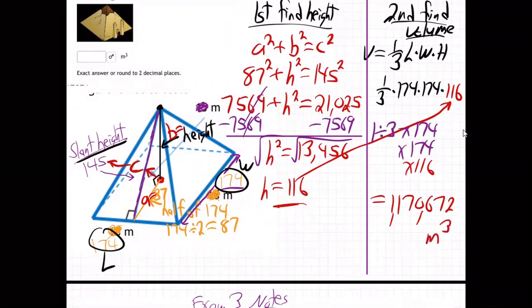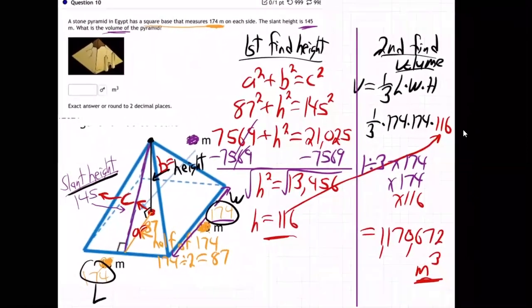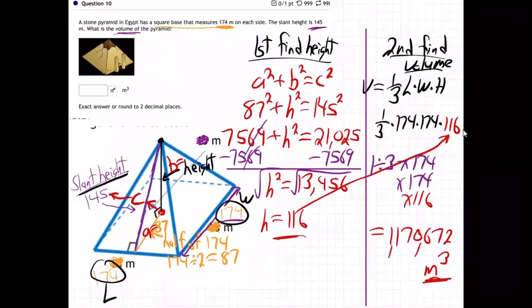So it's 1,170,672, and that's cubic meters, because we're saying how many cubes could fill up that whole pyramid, meter by meter by meter cubes. 1,170,672 cubes could fill up that stone pyramid in Egypt. And so there we go.